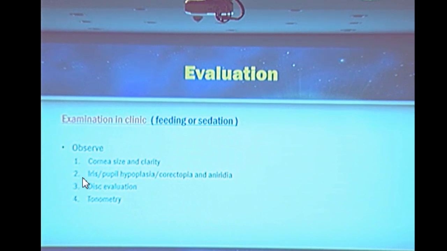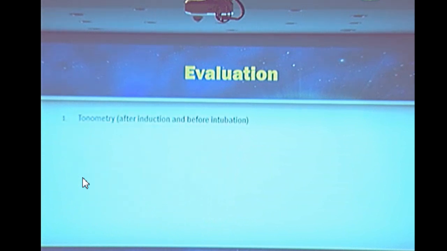You can look at the iris and the signs of iris changes in congenital glaucoma, do disc evaluation, tonometry, measure central corneal thickness, and do refraction. You can do many things under general anesthesia. But in general anesthesia, I don't depend much on the pressure, and as you know, some agents can reduce the pressure dramatically, so it is important to examine under general anesthesia for other signs.